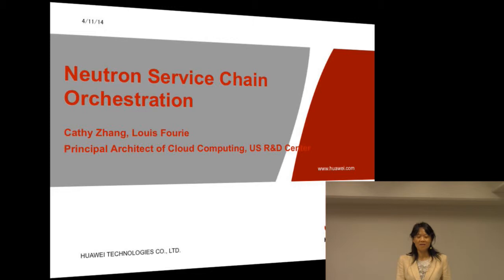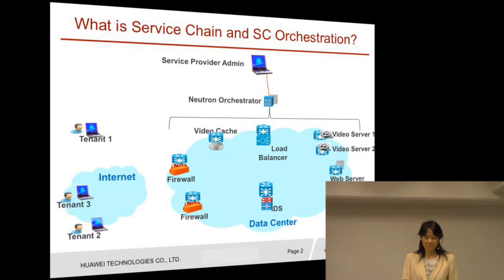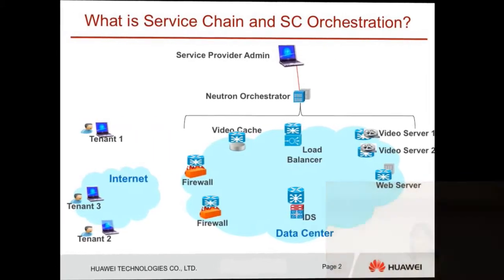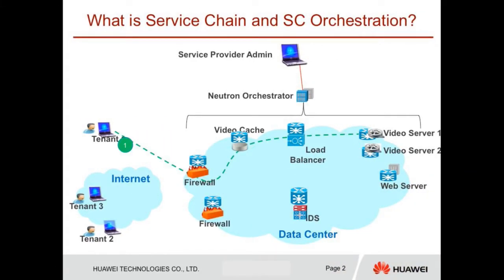Today's topic is on Neutron service chain orchestration. First, I would like to give a brief introduction of what is service chain and what is service chain orchestration. Service chain refers to the operation of steering tenants' traffic flow through a sequence of service function instances. Different tenants' flows could be steered through different sequences of service function VMs, because different tenants would require different service treatments.